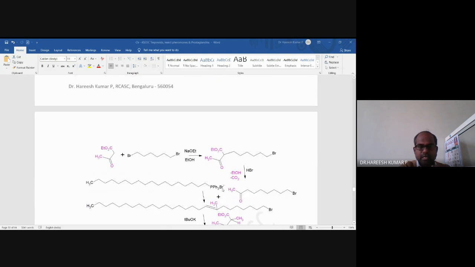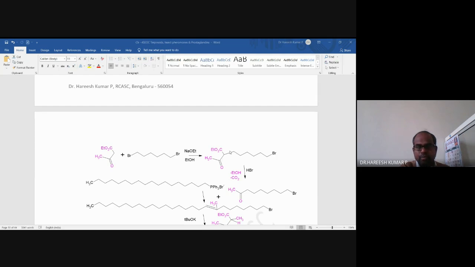For this, the name of this compound is ethyl acetoacetate. It's an active methylene compound. So this carbon is the active methylene carbon, and this proton is the active methylene proton. What will happen in presence of base? The proton can be captured and form an anion. That anion can attack this carbon, and Br will go out. So that is how a compound is obtained.